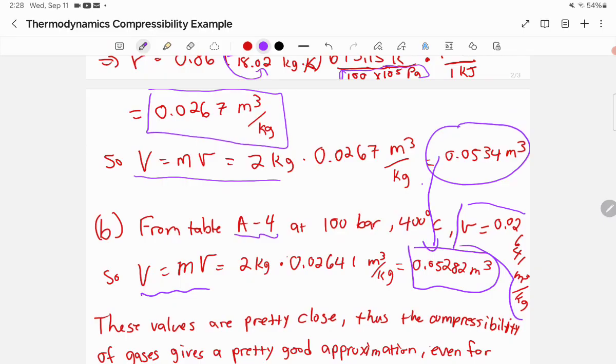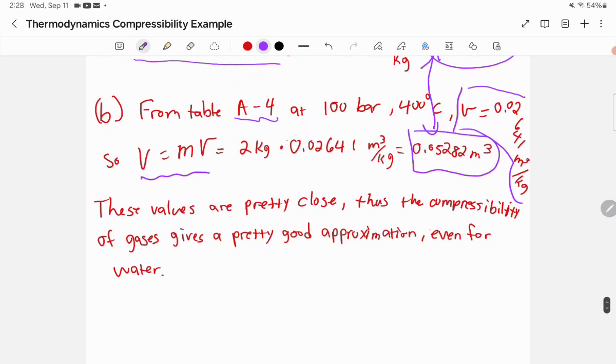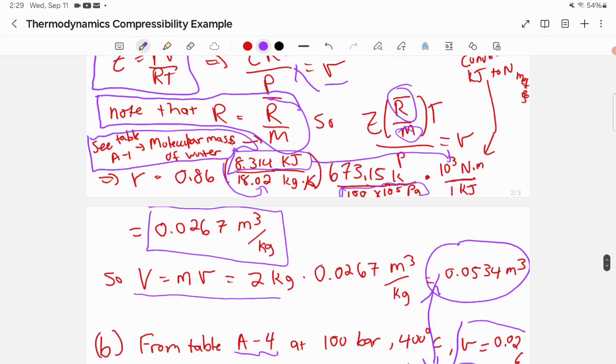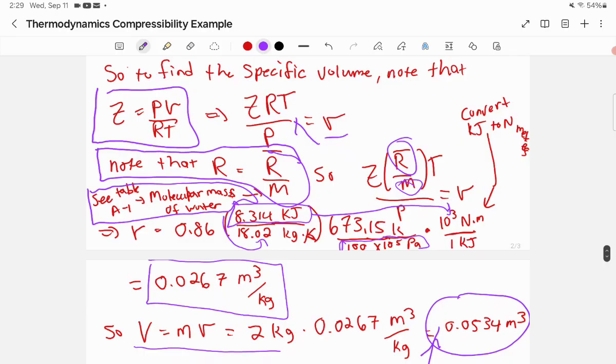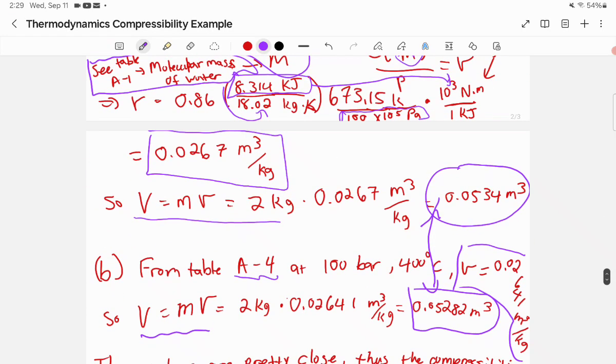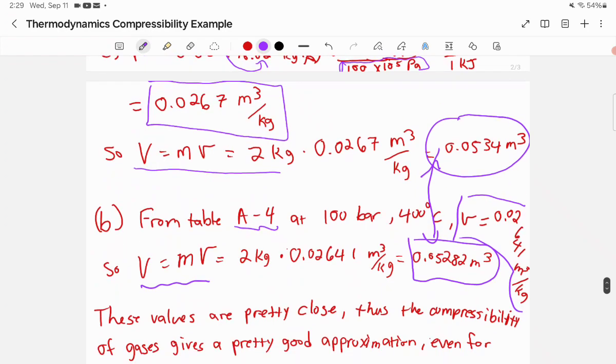Which is pretty darn close if you look at these two values. This value and this value, they're pretty darn close to each other. So the compressibility factor is actually a pretty good approximation that we can use here. Okay, so all of this stuff came experimentally from gases, and in the end, it works pretty well even for other measured quantities in experiments.